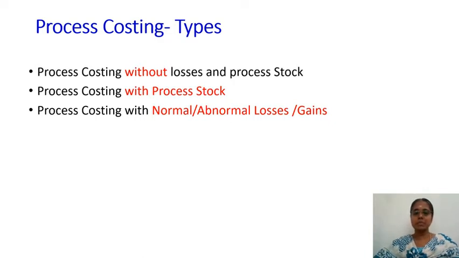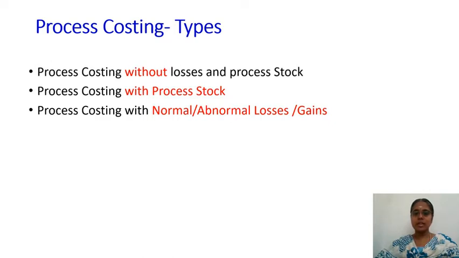Very simple one. And next is process costing with process stock, with opening work in progress and with closing work in progress. You will have some problems in which there are opening and closing stock. Then the problems in which you will have process costing with normal and abnormal losses or gains. Sometimes you may be told that there will be a 10 percentage of loss, wastage.